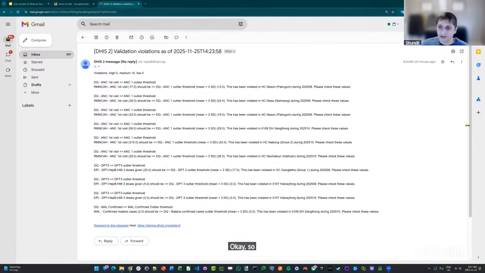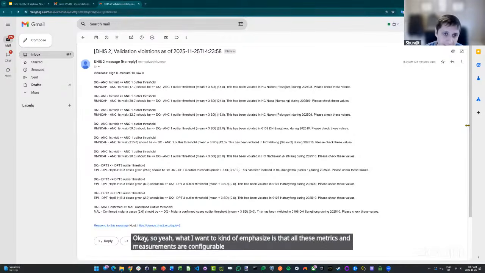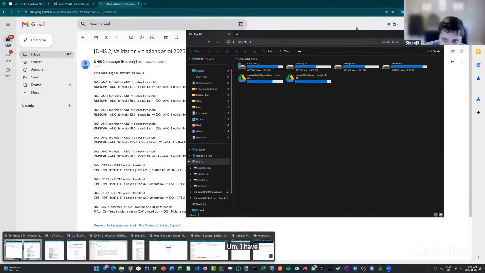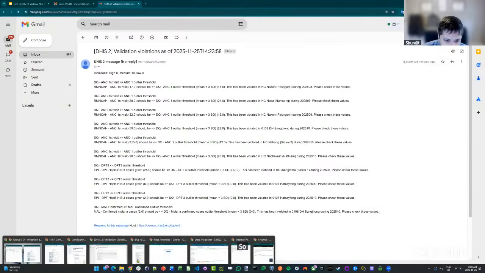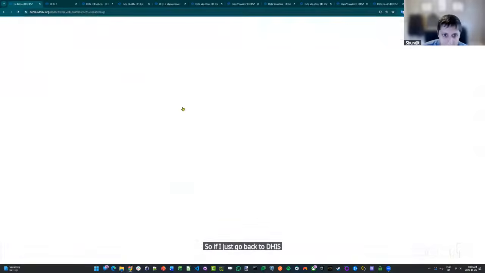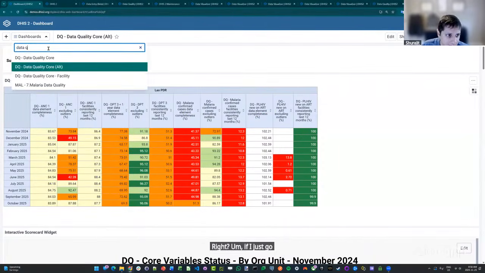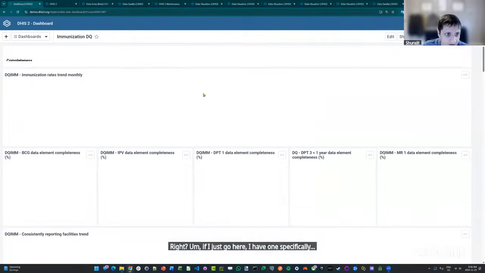Okay, so yeah, what I want to emphasize is that all these metrics and measurements are configurable by you. So I'm using a mix of different measurements here: ANC1, malaria, HIV, TB, and I've configured those. If I just go back to DHIS2, here I have several metrics configured: ANC1, DPT3 from immunization, malaria, PLHIV. I can add more, or I can look at a specific program. If I just go here, I have one specifically for immunization, for example.